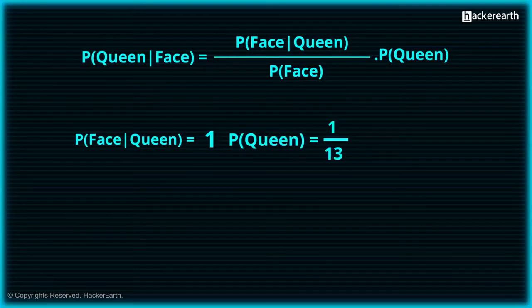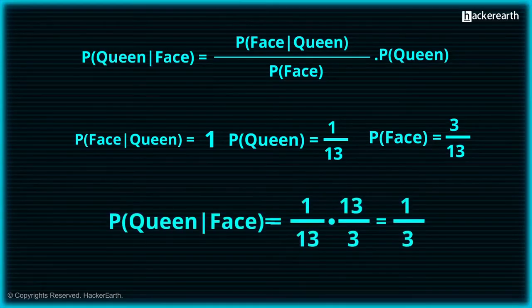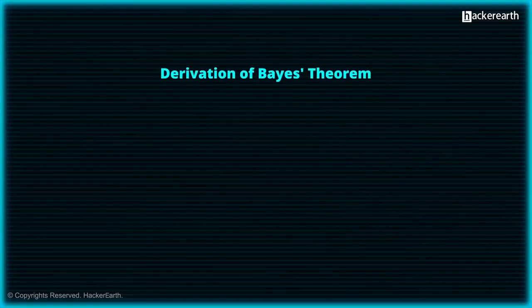Now we have already calculated P of queen, so the only value left to calculate is P of face, which is equal to 3 by 13, as there are 3 face cards for every suit in a deck. Therefore, P of queen given face is equal to 1 by 13 into 13 by 3, which is equal to 1 by 3. The derivation of Bayes' theorem is fairly simple and straightforward.